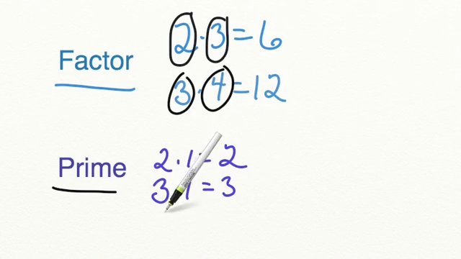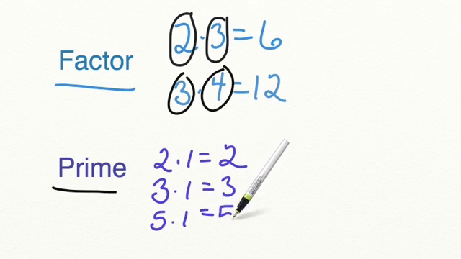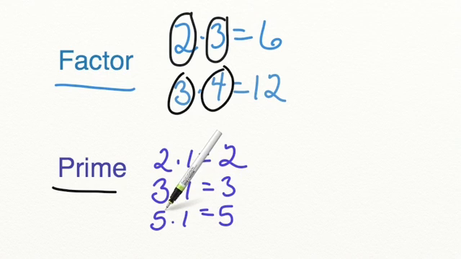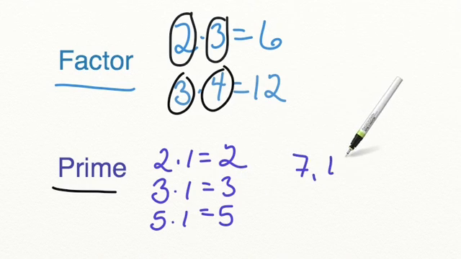How about the number 5? 5 times 1 equals 5. 1 is the only number we can multiply 5 by to equal 5. So 5 is another prime number. There are a couple of basic prime numbers that you should become familiar with: 2, 3, 5, 7, 11, 13. Those are the traditional prime numbers that you're probably going to see often.